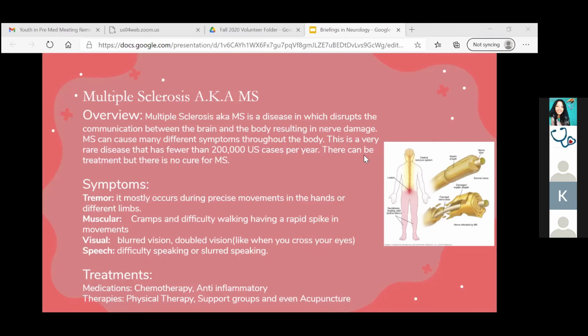Some of the treatments are medications, including chemotherapy and anti-inflammatory drugs. Some therapies are physical therapies, support groups, and even acupuncture.